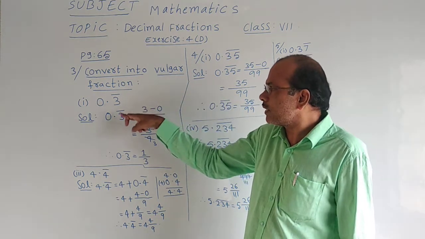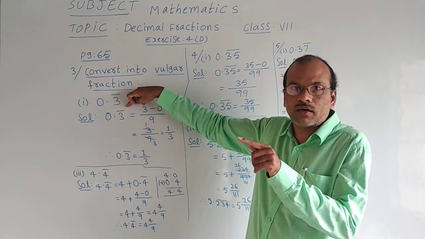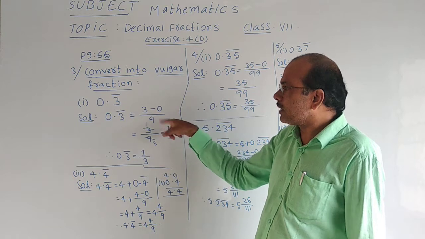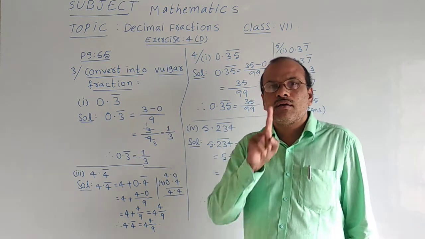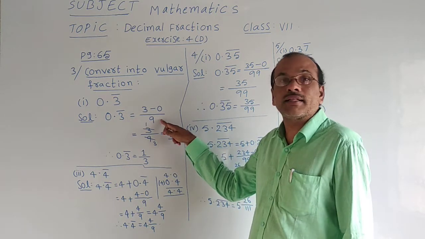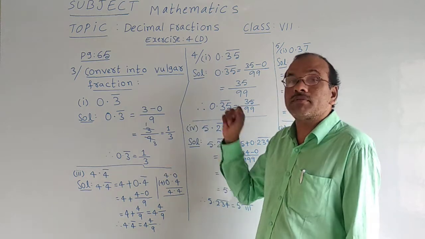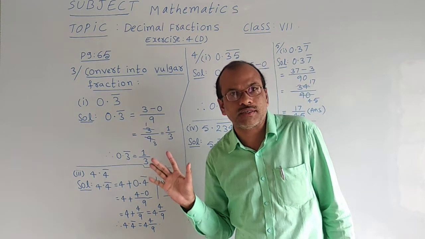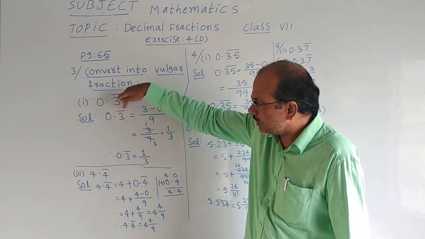By how many digits are under the bar? Only one digit is under the bar. That's why 1 time 9 we have to write. If one digit is under the bar, 1 time 9 I have to write in the denominator. If 2 digits are there under the bar, 2 times 9 I have to write in the denominator. So based on that, here first this is the question given.